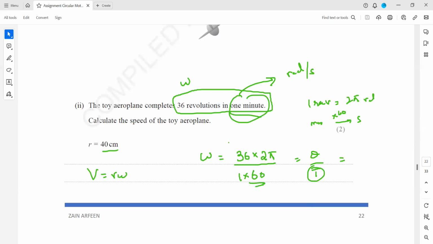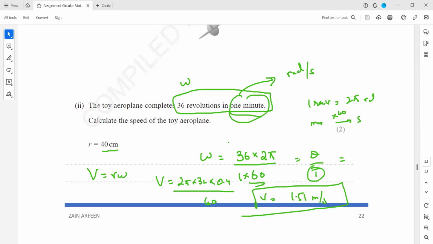And v is equal to r omega. So we just substitute 2 pi times 36 times the radius, 0.4, and divide by 60. This will give us 1.51 meters per second. That's the linear speed of this object. Is this clear?